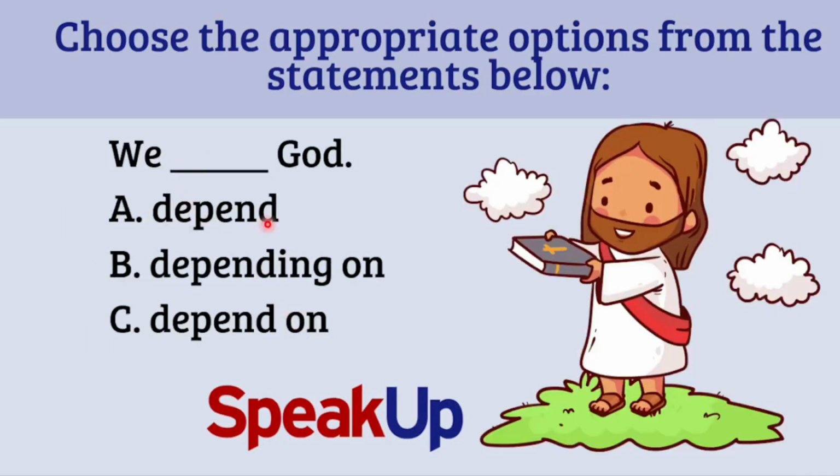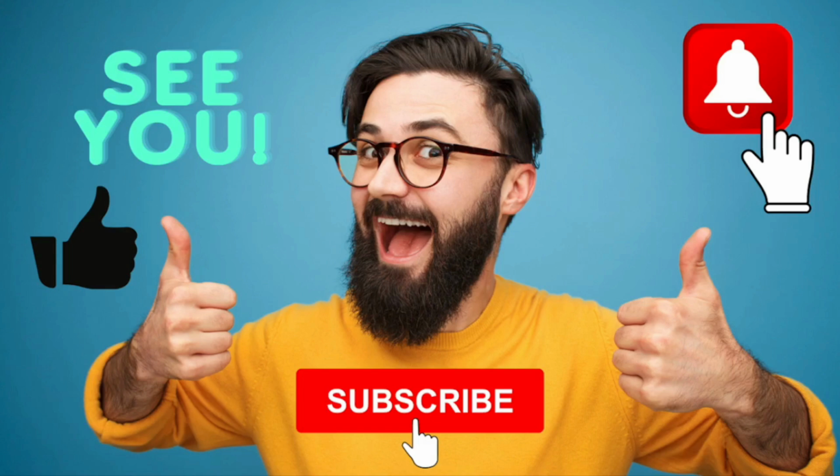We depend, letter A, God. B, we depending on God. And letter C, we depend on God. Okay, let's go. Which one is the correct one? And the answer should be letter C. We depend on God. Okay, I think you understood correctly. Try to remember the use and do not make mistakes any longer.